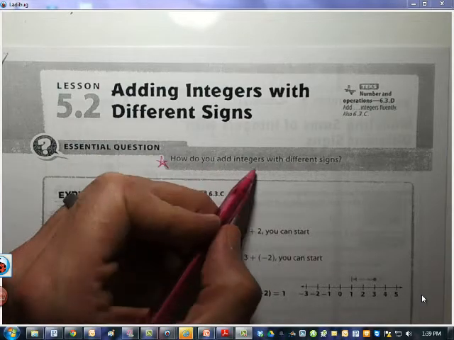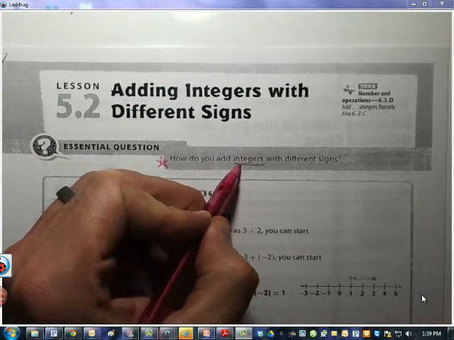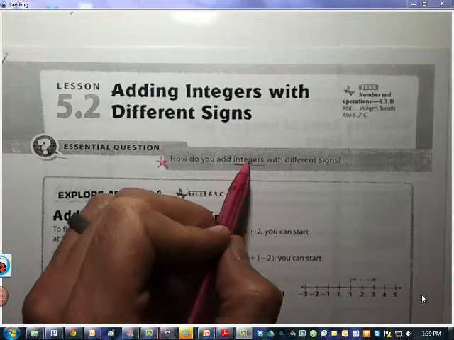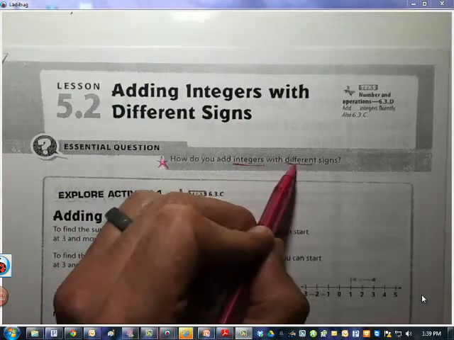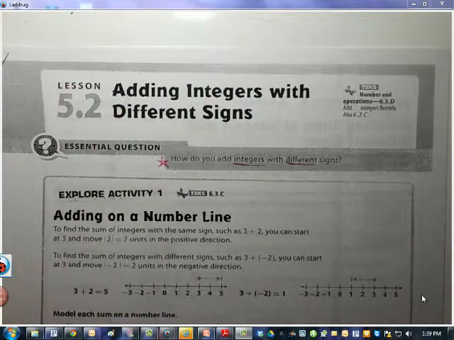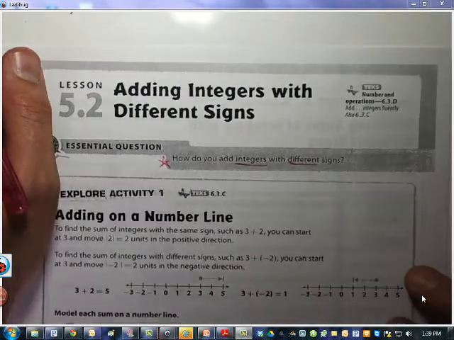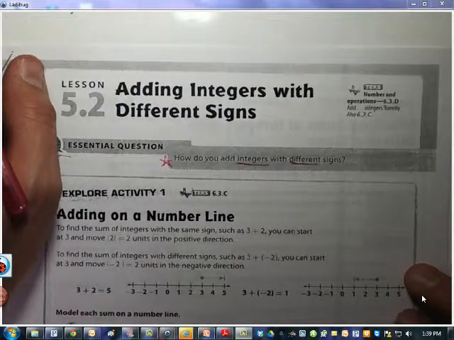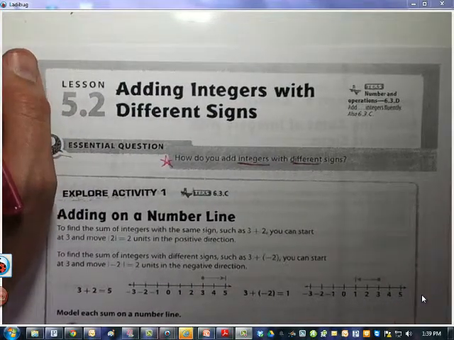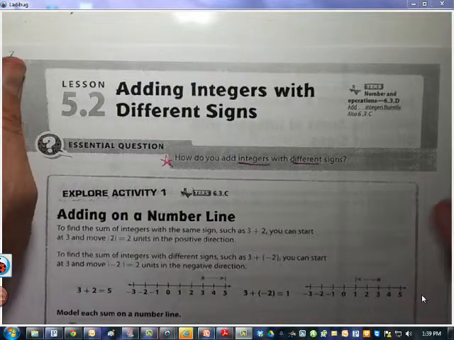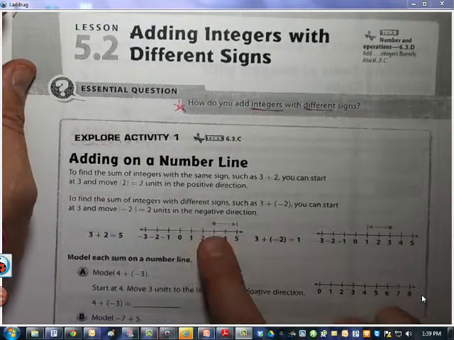Now, remember, an integer is any whole number, positive, negative, or zero. And so we're going to add integers that have different signs. So we're going to add positive integers and negative integers. The first couple of things we're going to learn are modeling. So how do we see it? How do we visualize it? And then we'll look at the pencil to paper method, basically the algorithm or the step-by-step procedures for how to do this. So let's start with the number line first.